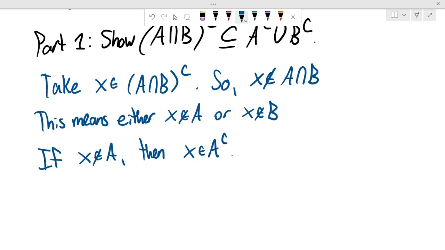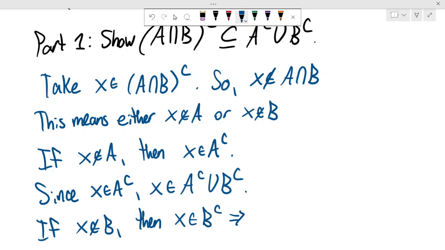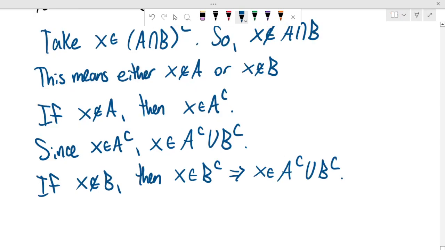And then this directly implies, so let's say since X is in A complement, X must be in A complement union B complement, because it just has to be in one of them, and we showed that it's in one of them, right? Now we can do the same thing for the other one. If X is not in B, then X is in B complement, which implies X is in A complement union B complement, right? And if it's not in both, then you can do the same thing for both.